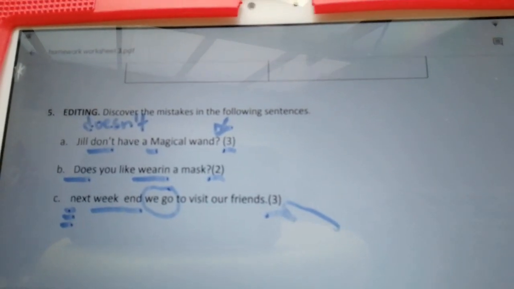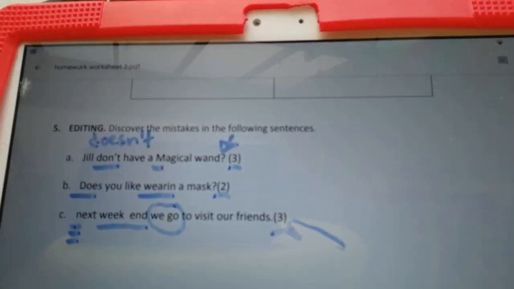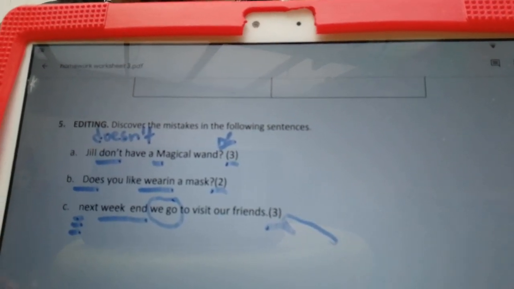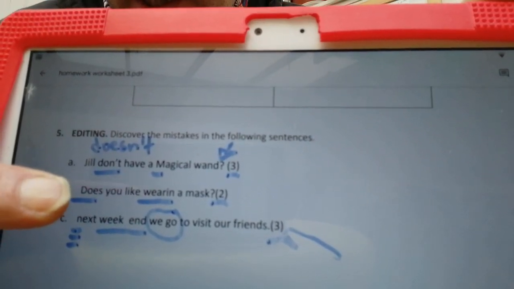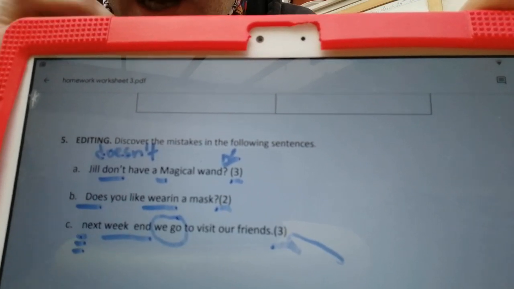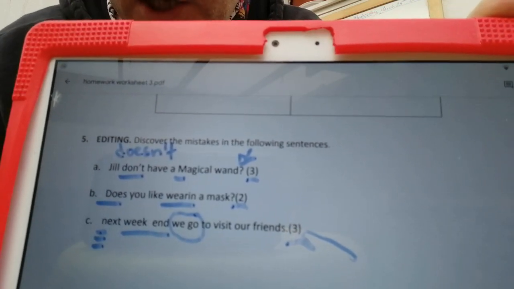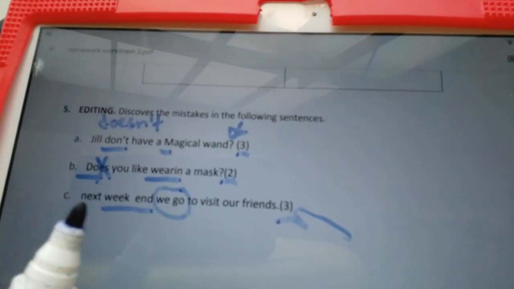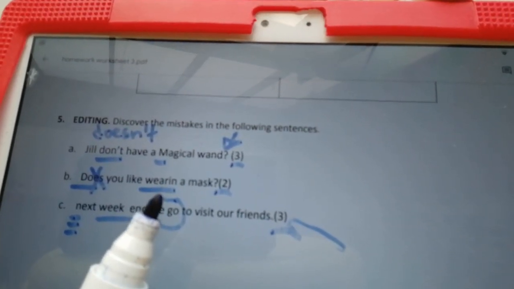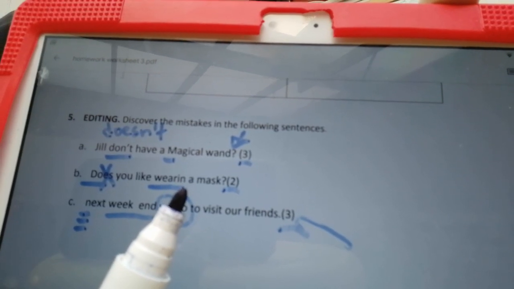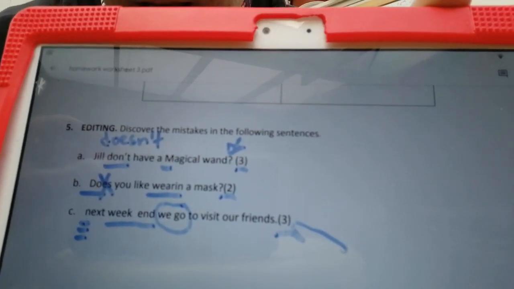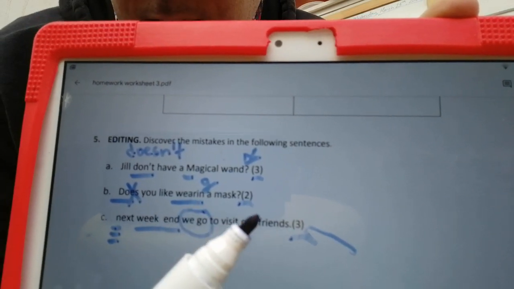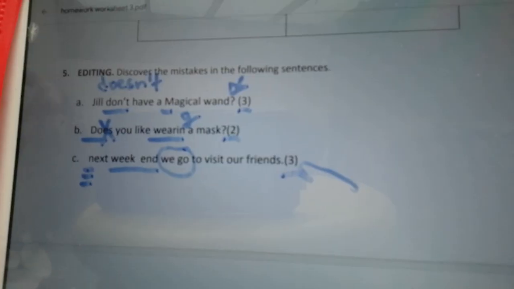Let's continue with sentence B. Does you like wearing a mask? Okay, now we're talking about you, so it's not he, she, or it. So it's not going to be does, it's going to be do. All right, and if I look at the word wearing, I can see there's no G at the end, and we need a G there. Okay, so we added the G at the end of wearing. Those are our two mistakes.